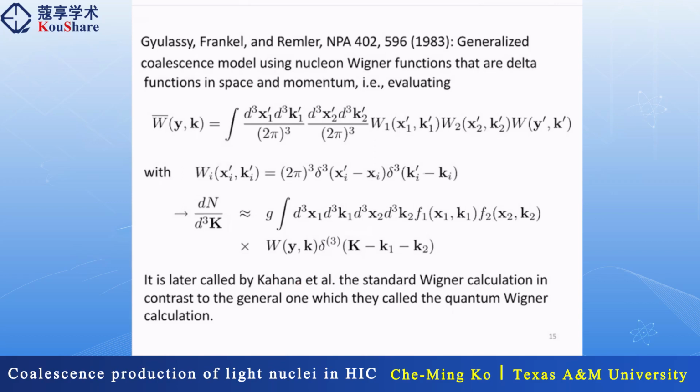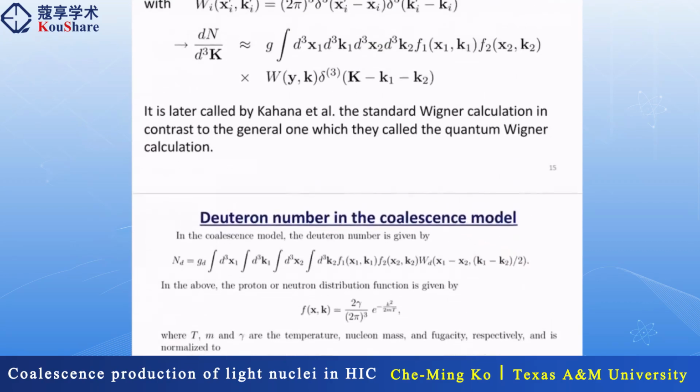And Kahana called this the standard Wigner calculation. That means treating the proton and neutron Wigner functions as delta functions in the phase space. In the really quantum Wigner calculation, you have to use wave packets instead of a delta function. With wave packets, you have a spread in the coordinate space or in the momentum space. In that way, you guarantee unitarity is preserved. But for a small number of deuteron-producing events, the standard calculation is a good approximation.